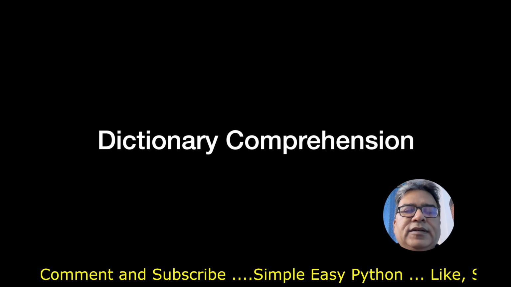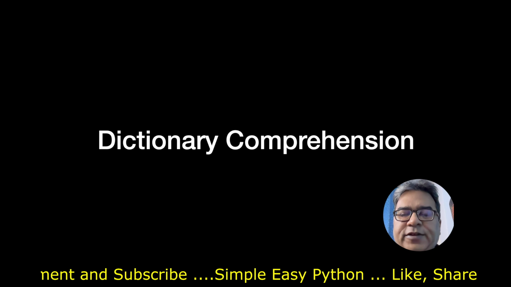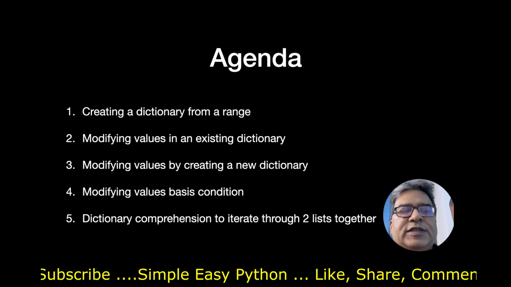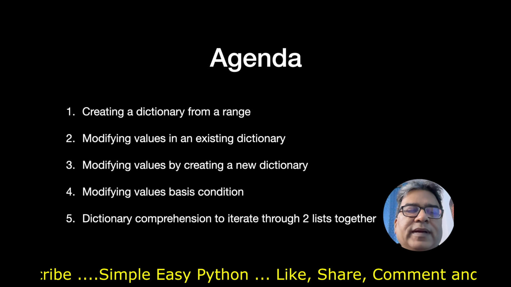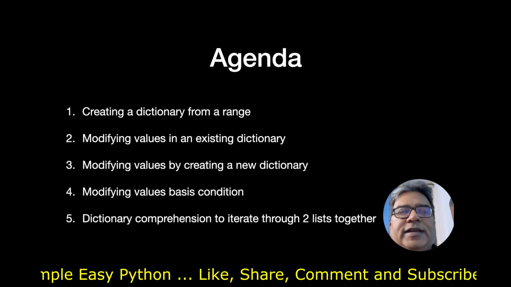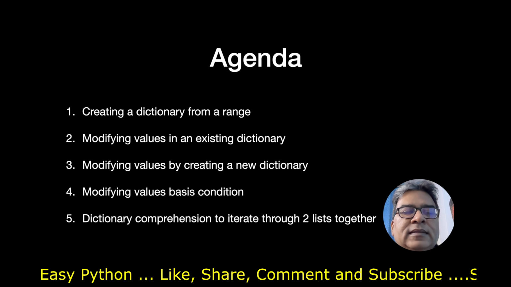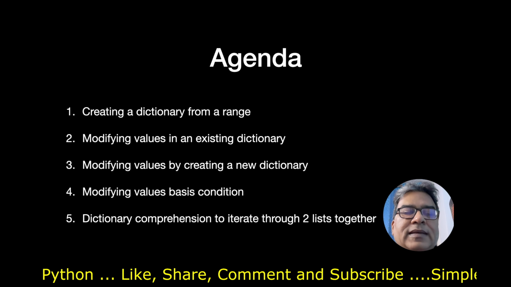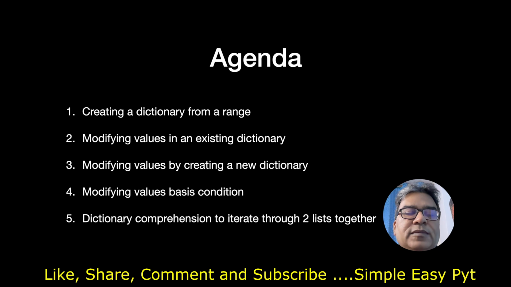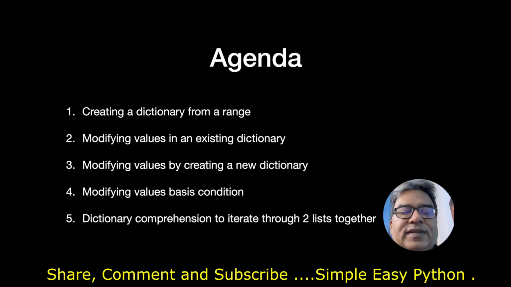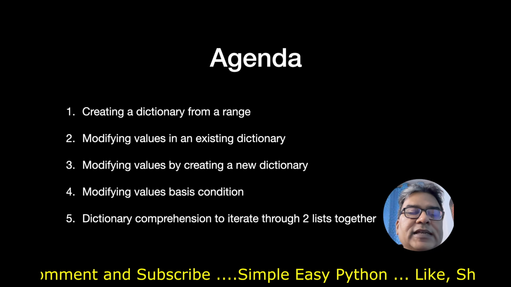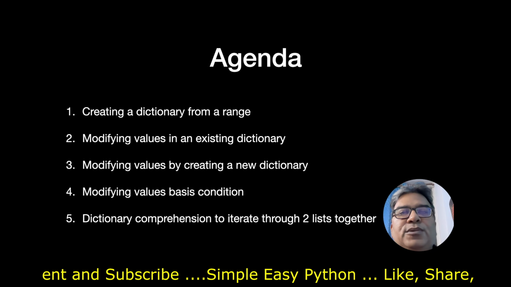Hey everyone, today's video is about Python Dictionary Comprehension, and here are the topics that I am going to cover in today's video. Creating a dictionary from a range, how can we modify values in an existing dictionary, then how can we modify the values but in a new dictionary, how can we modify the values on the basis of a condition, that is with an if condition, and finally how can we use dictionary comprehension to iterate through two lists together.